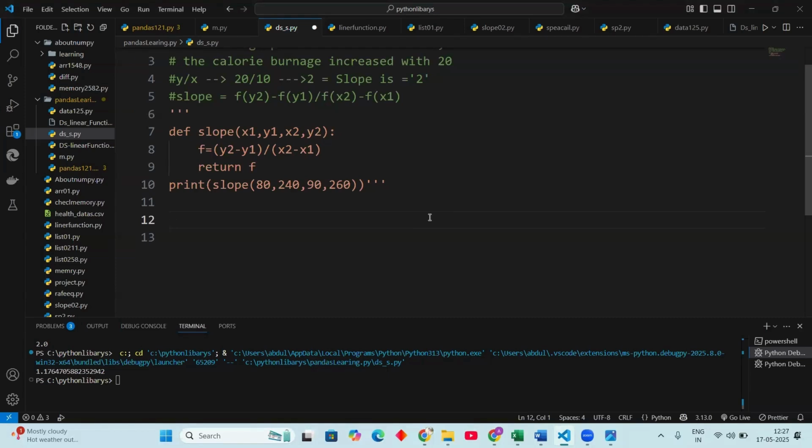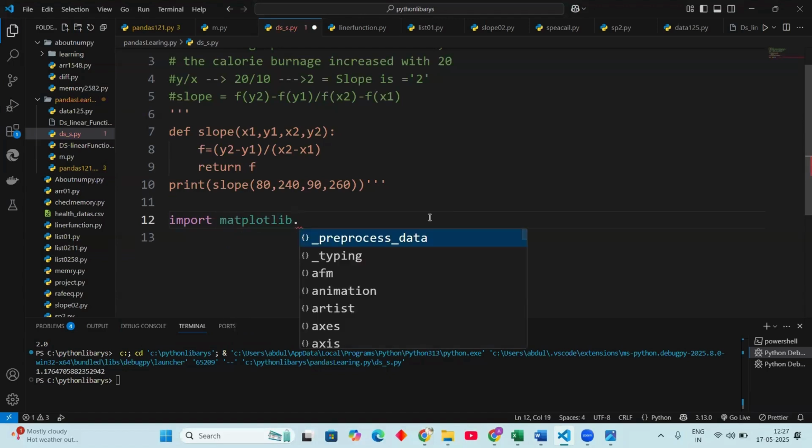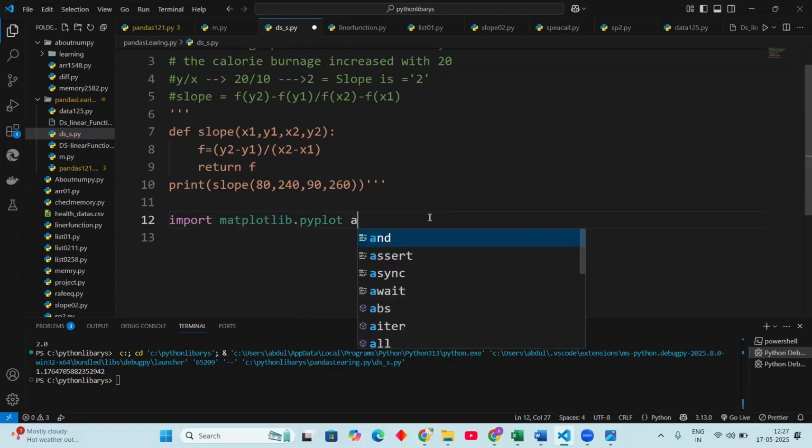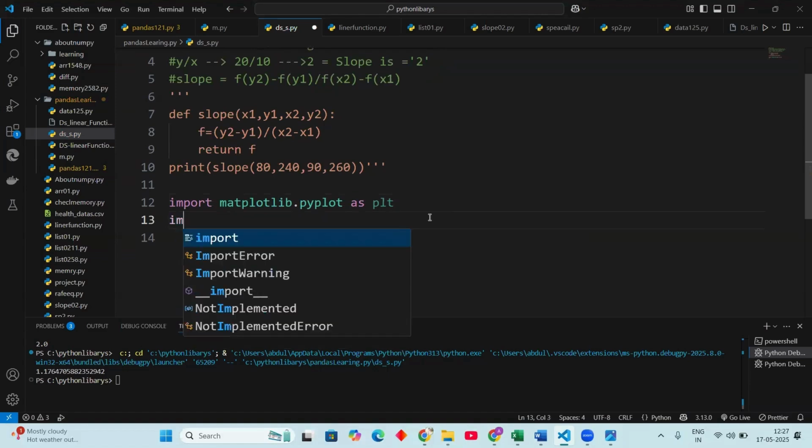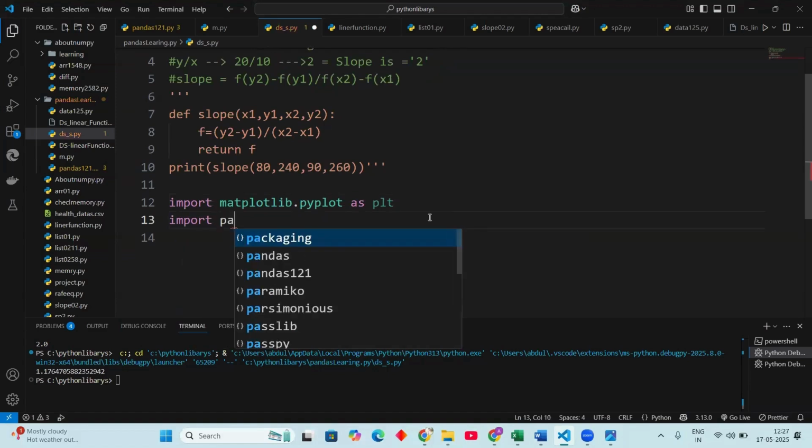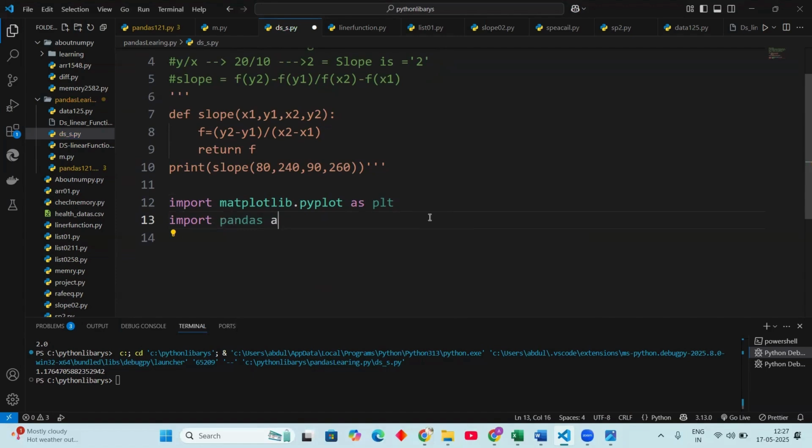Okay, now we can put data like that. Import matplotlib. No, I said import matplotlib.pyplot for assigning the values for the x-axis and y-axis, and take plt as the alias. Import pandas for the data table and assign pd as its alias.